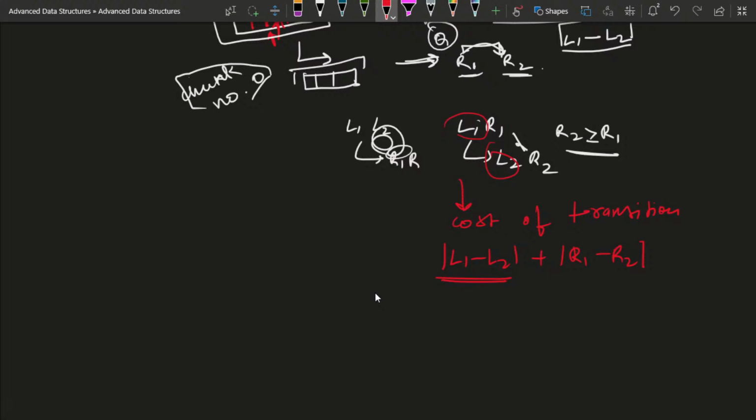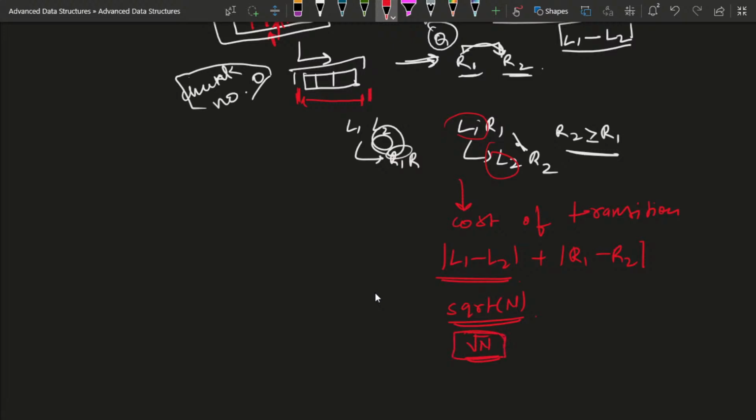So the mod of L1 minus L2 would be square root of n, because this is the size of the block. My left hand is confined to this chunk only, and the size of this chunk is only square root of n, so it is confined to square root of n.